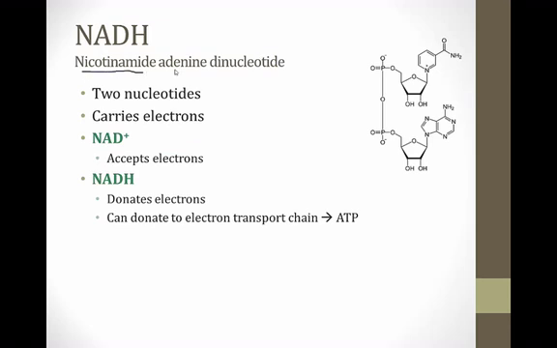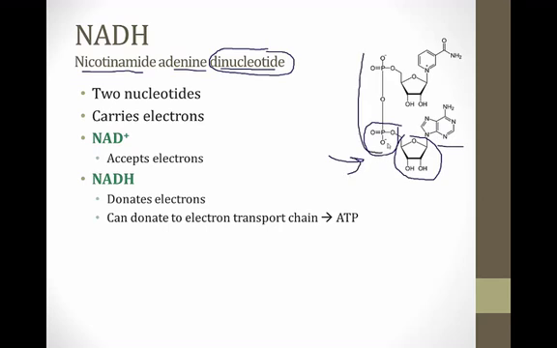NADH stands for nicotinamide adenine dinucleotide, and just like the name implies, it is 2 nucleotides joined together. If we look at the chemical structure of NADH on the screen here, you can see at the bottom that we have a 5-carbon sugar here, a phosphate group here, and we have a base. So this makes this a nucleotide, just like the nucleotides found in DNA and RNA. And there are 2 nucleotides joined together by their phosphate groups in NADH.